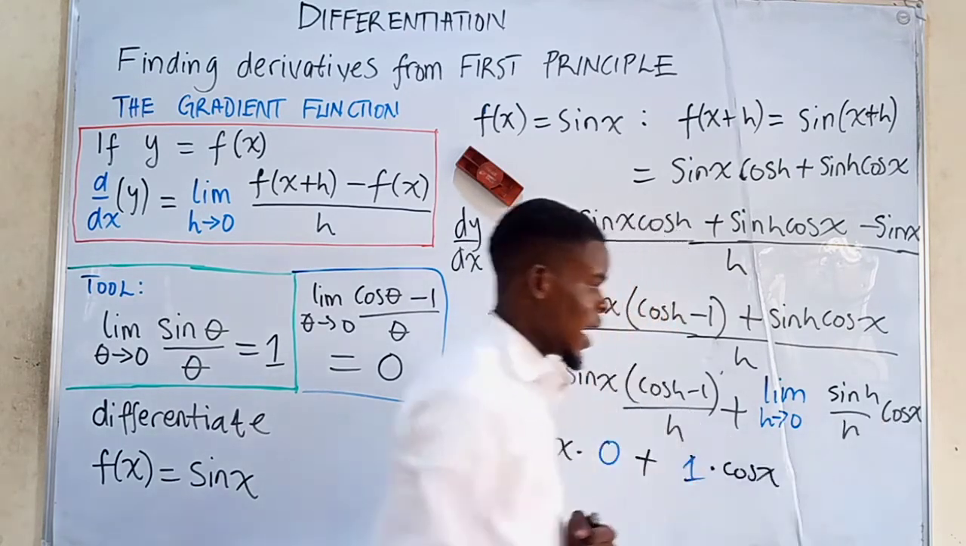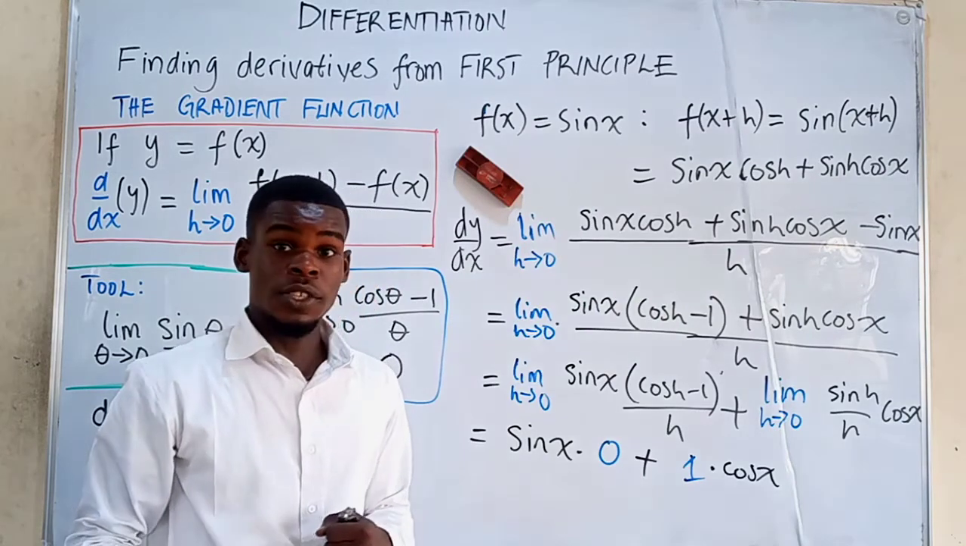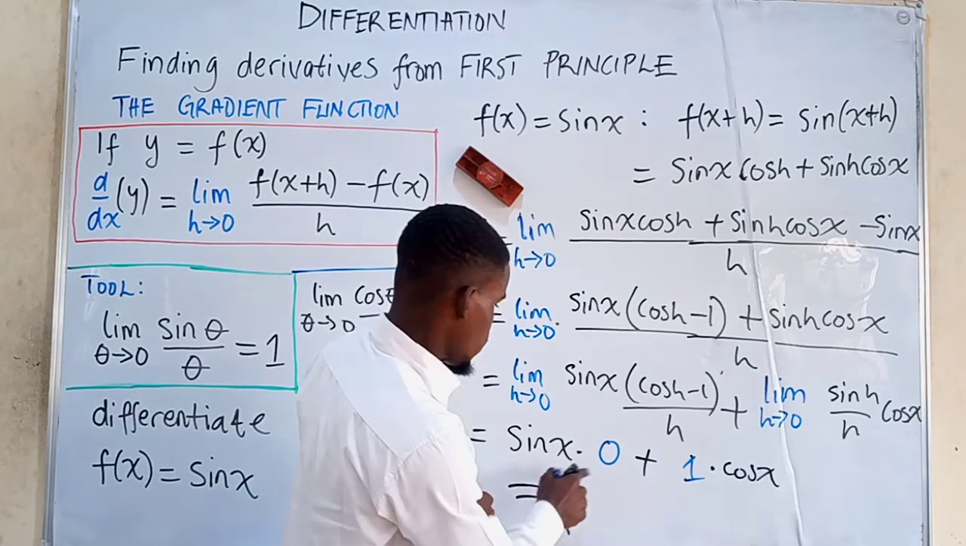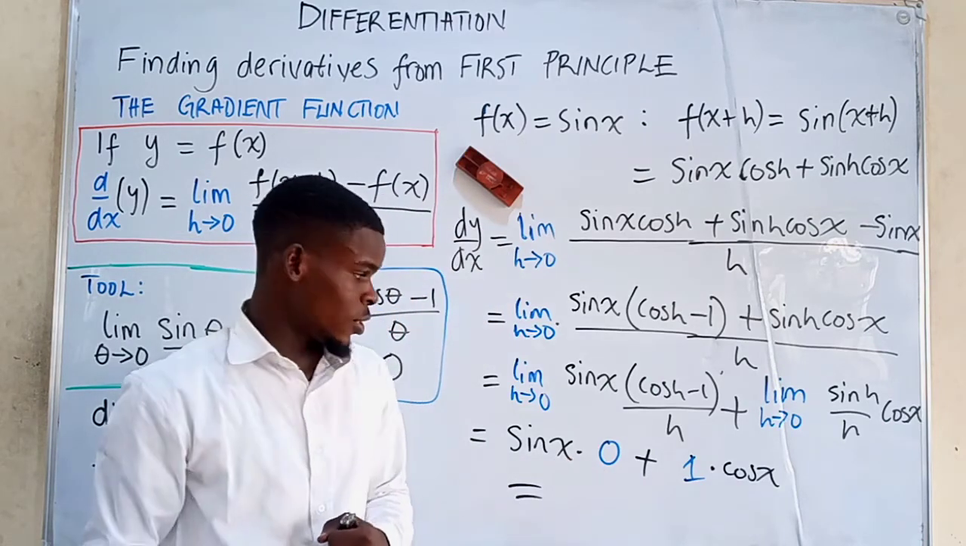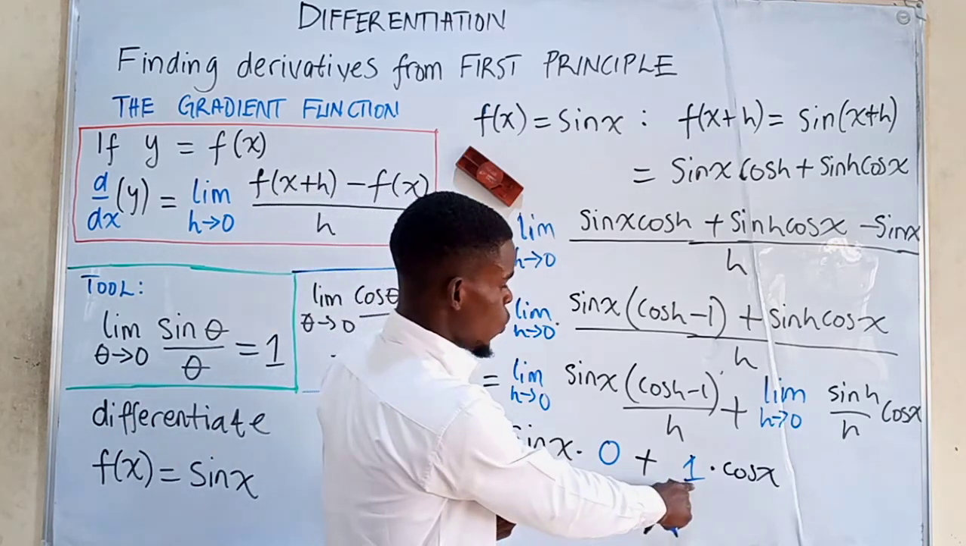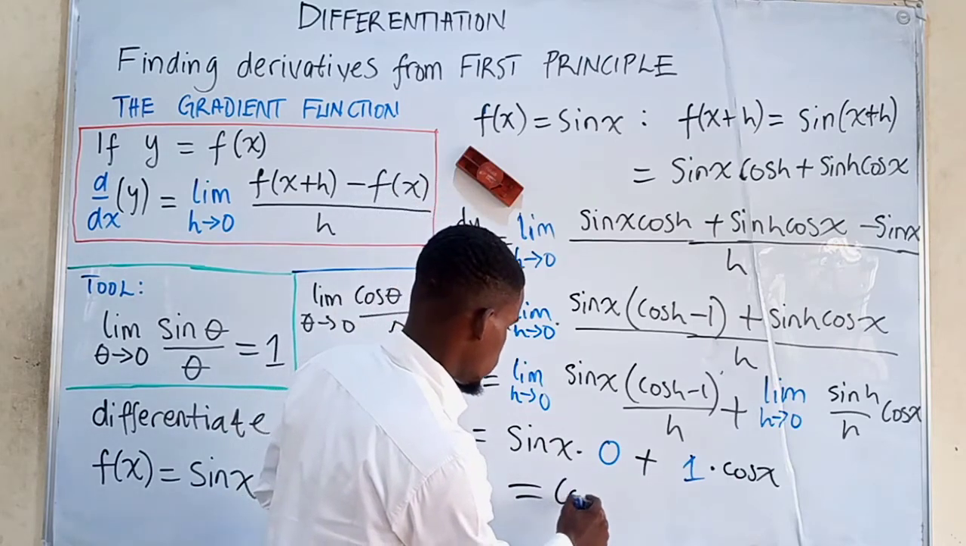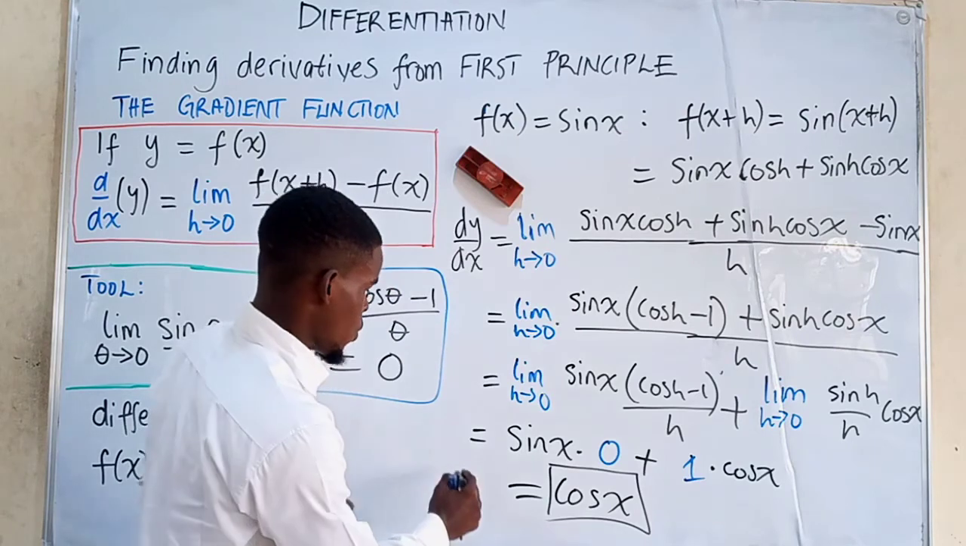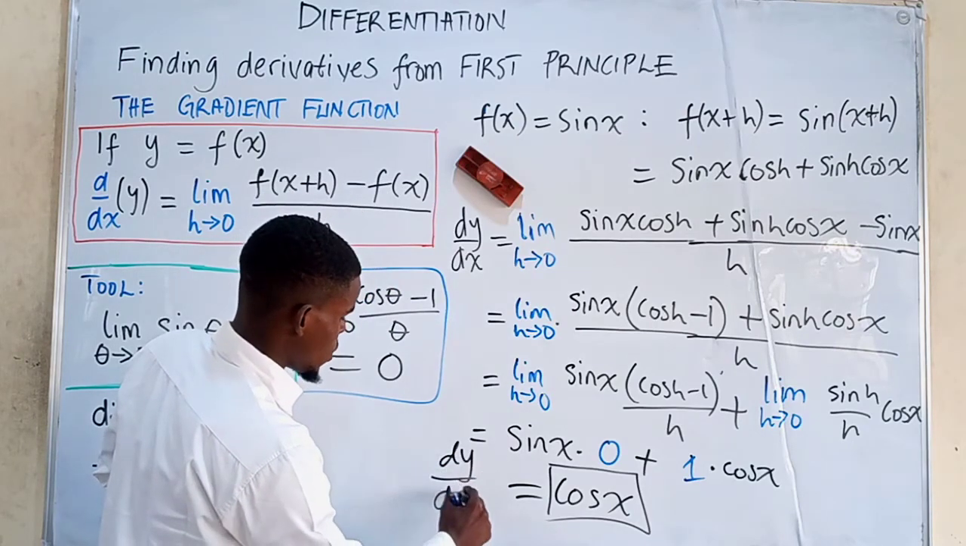Again, cosine x has no h with it. So as h tends to 0, cosine x will just be like a constant. Good. So we multiply this out. Sine x times 0, the result is just going to be 0. We add it with 1 times cosine x. The result is just cosine of x. So cosine x here is the derivative of that function sine x with respect to x.